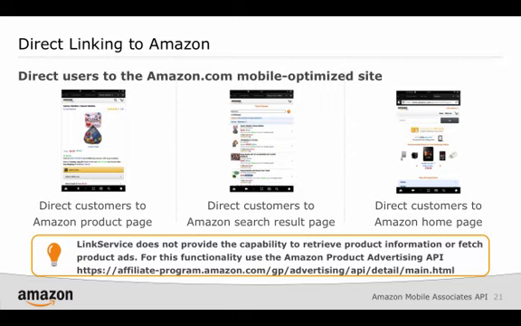The link service does not provide the capability to retrieve product information or fetch product ads. Presenting the product offer in your app is specific to your implementation. You can use Amazon's Product Advertising API on your server to retrieve product information at the link shown here.